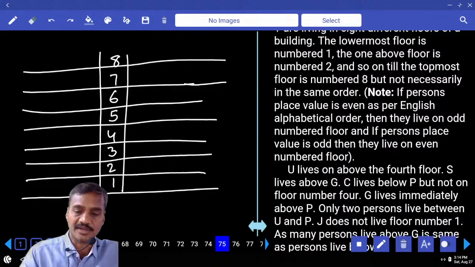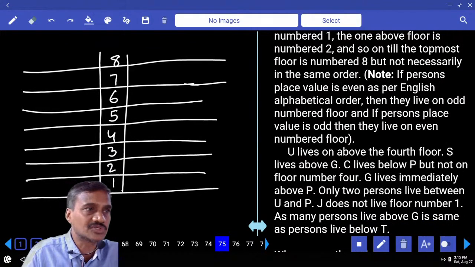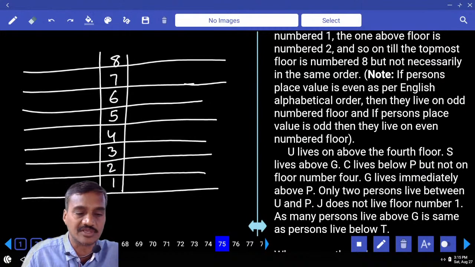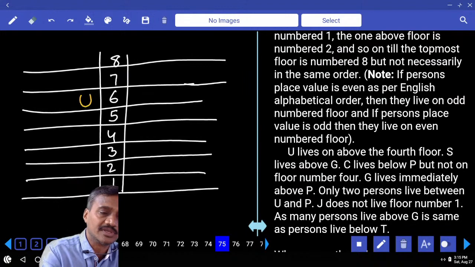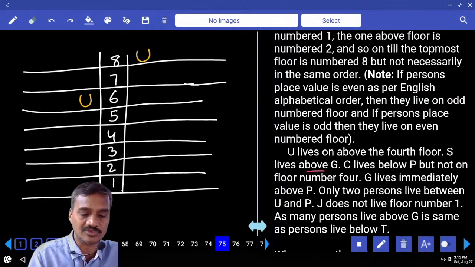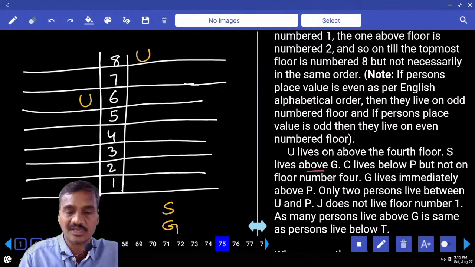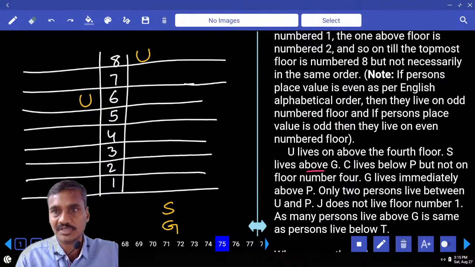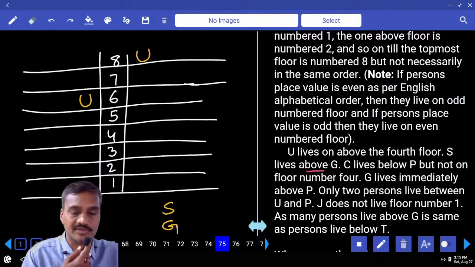Next one, U lives above the 4th floor. What is the value of U? U is 21. 21 is an odd number. And this person must be staying on an even numbered floor, either the 6th or the 8th, two different possibilities. And S lives above G. Now where is this S? S is living above G, which implies that S and G are living on even numbered floors. S value 19, G value 7, so both these persons are living on even numbered floors.